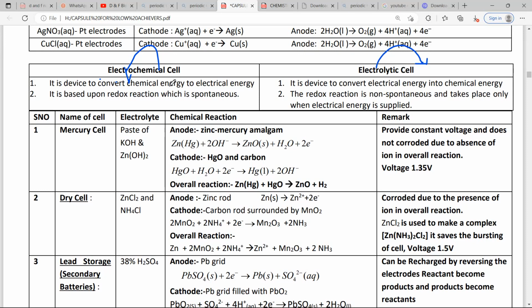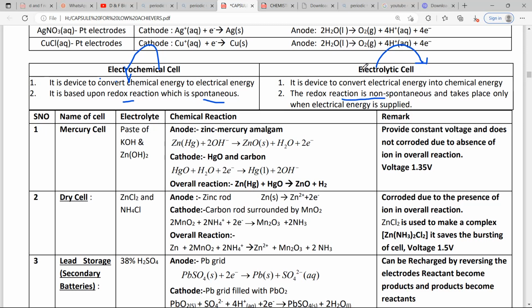Right? The electrochemical cell is based upon the spontaneous redox reaction. When a spontaneous redox reaction happens, the chemical energy is converted into electrical energy. And in the case of a non-spontaneous redox reaction, we have to give electricity for the reaction to take place. That kind of reaction comes under the electrolytic cell, right?